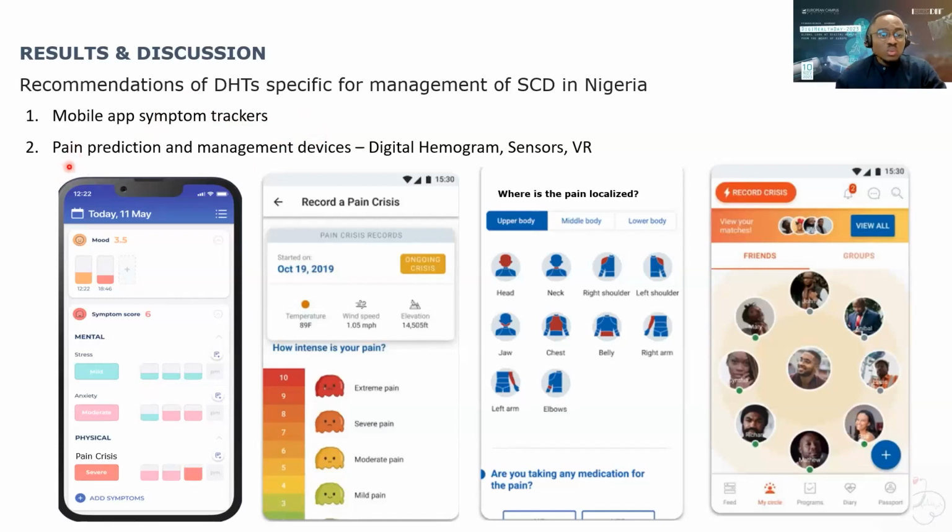Their second recommendation was pain prediction and management devices. So having a mobile app that can predict your pain or manage this pain when you come into pain. Most patients wouldn't go to the hospital; they are mostly reactive instead of preventative. Most times they don't go to the hospital. But if you can have a mobile app which they can use to track their daily activities, that way you can predict when a pain crisis can occur.